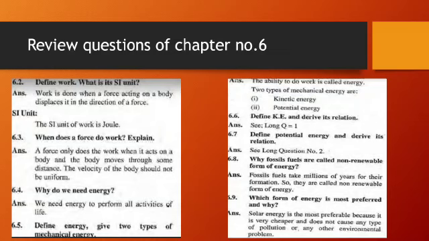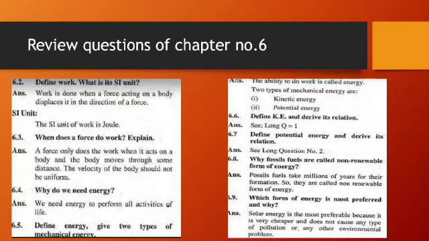Define kinetic energy and derive its relation. See long question number 1, you know very well. Long question number 1, in the answer of that question you will find the same question, and also you have done it in the kinetic energy portion when you studied the chapter. At that time you derived the formula, and also you know very well what is kinetic energy.